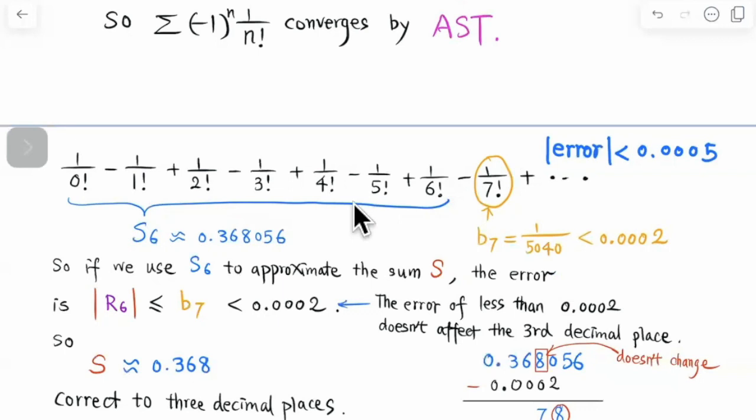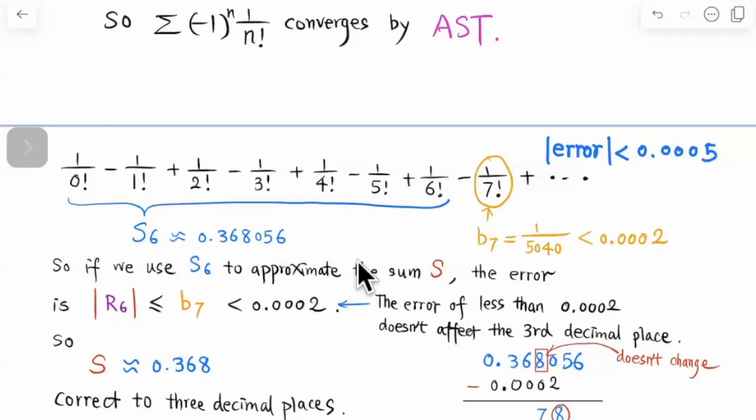So therefore, we will take the partial sum of all the terms before this one. And the index goes from 0 to 6. We call this S6. We sum them up. Use a calculator, you can get about 0.368056. And if we use this number, the 6th partial sum, to approximate the sum for the whole series, and that sum here, let's call that S.